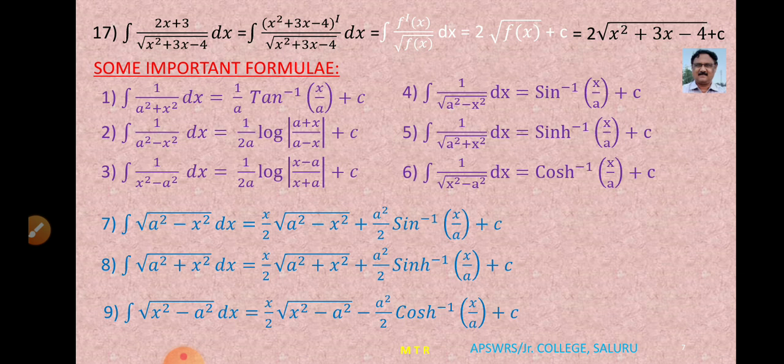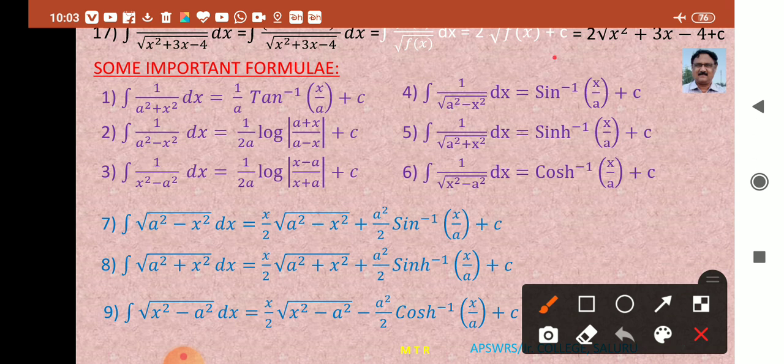Okay. This is of the form integral f dash of x by root f of x dx. That is 2 into denominator. So we apply that 2 into here the denominator is square root of x square plus 3x minus 4 plus c. Okay. This is the problem.